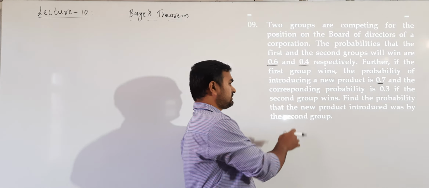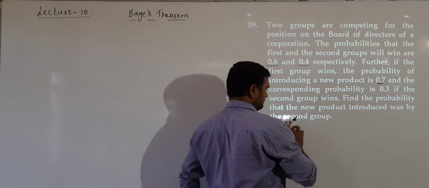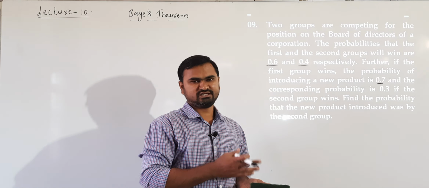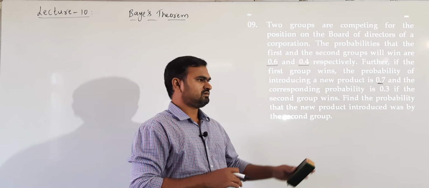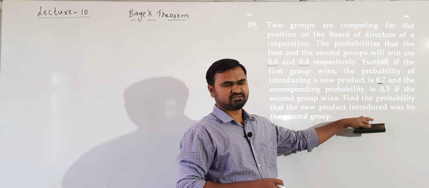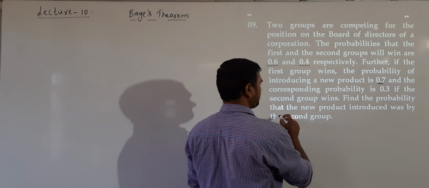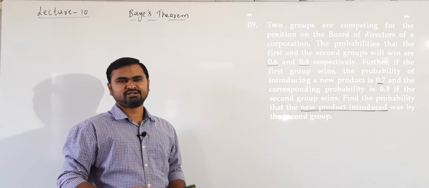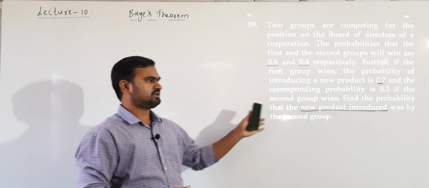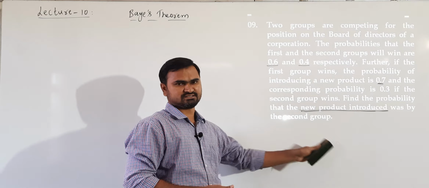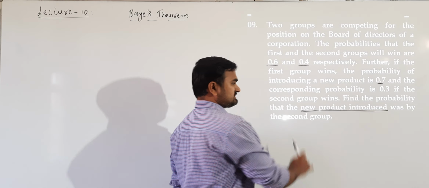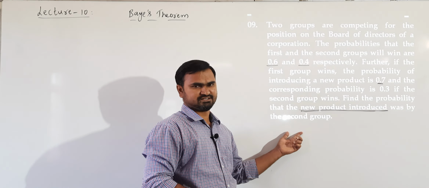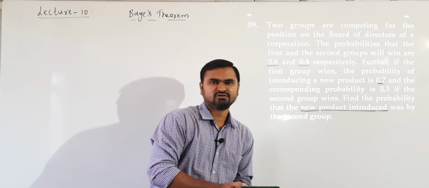Now we are interested in finding the probability that the new product was introduced by the second group. When will the second group introduce the product? Only after winning. If they win, then they can introduce the new product. So here the introduction of the new product can happen in two ways. It may be introduced by the first group or by the second group. Out of these two cases, which case do we need? What is the chance that it is introduced by the second group? So out of the two cases, we need the second case. So again we are applying reverse probability, which is the Bayes theorem.